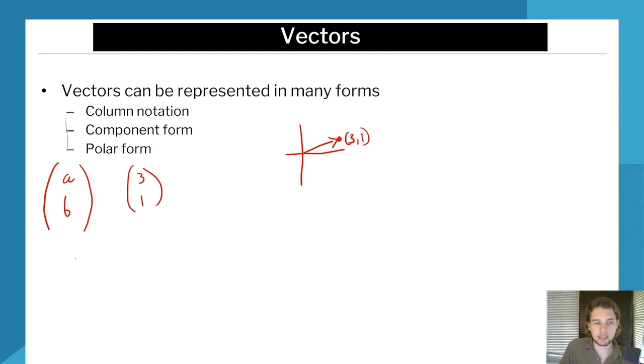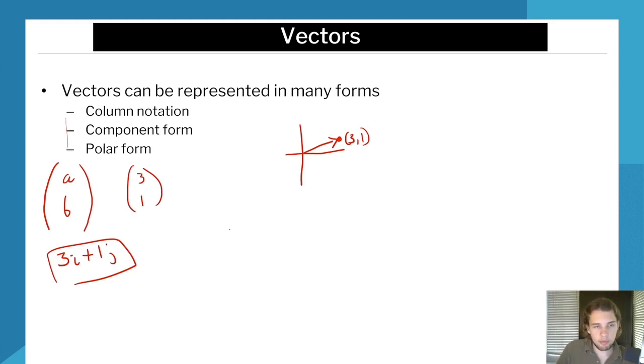Component form is quite similar to this, except we separate it into these components. We write it like this. So this is a two-dimensional vector as well. We have 3i plus 1j. j is the component which moves along the y-axis, whereas i is the component which moves along the x-axis, if you were to represent these on, say, a Cartesian plane.